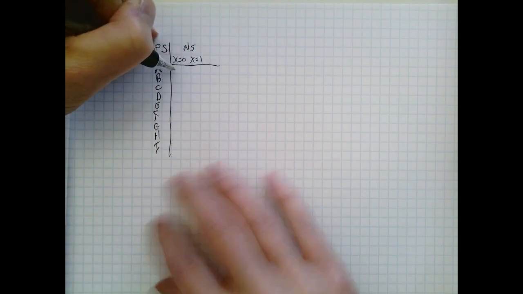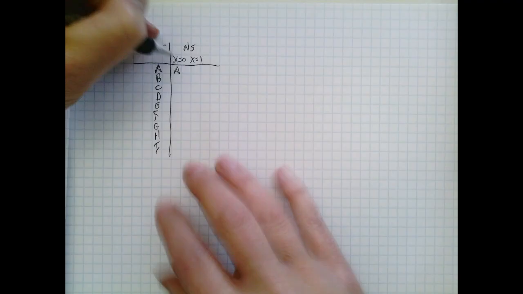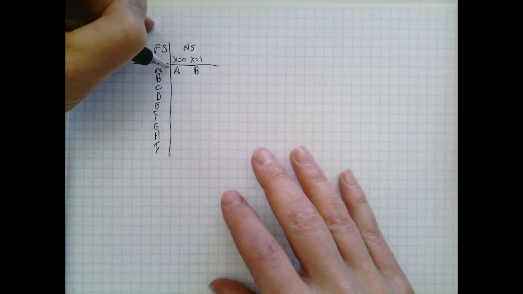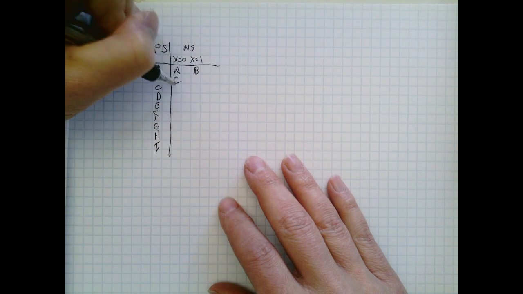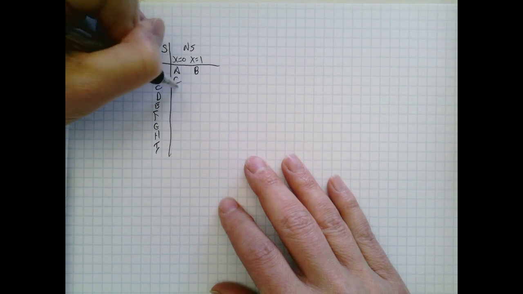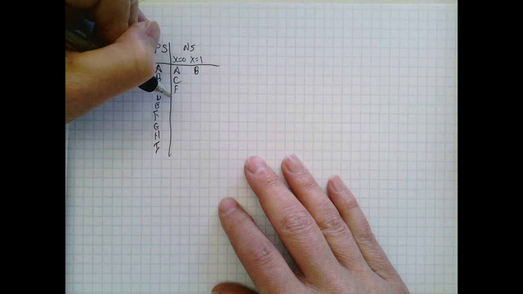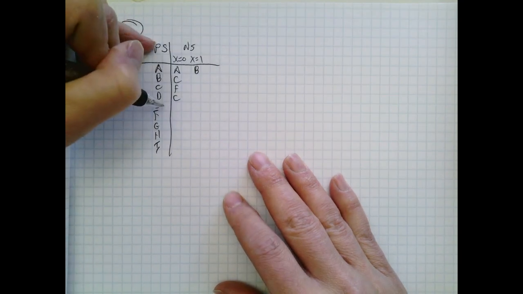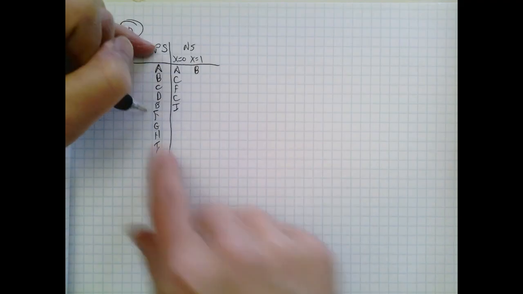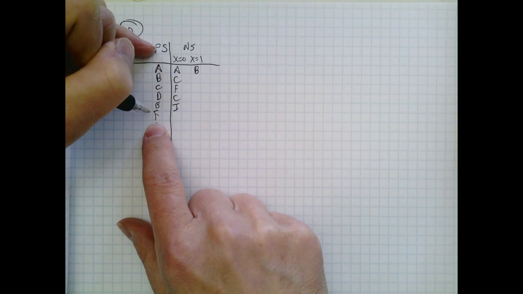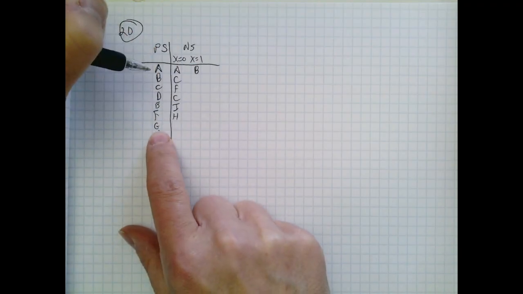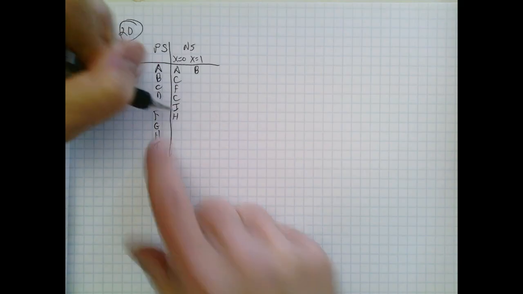If you're in state A and you get a 0, next state is going to be A. If you're in state A and you get a 1, next state is going to be B. If you're in state B and you get a 0, next state is C. If you're in state C and you get a 0, next state is F. If you're in state D and you get a 0, you're going to get a C. If you're in state E and you get a 0, next state is going to be I. If you're in state F and you get a 0, next state is H. And for G, if you're in state G and you get a 0, next state is C.